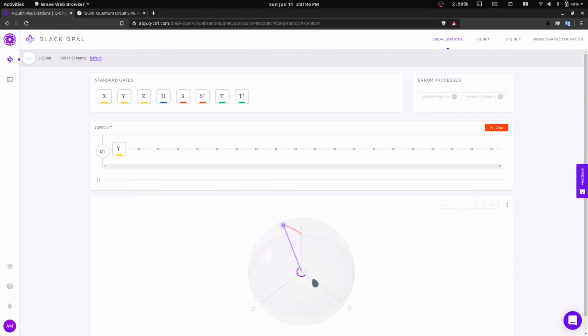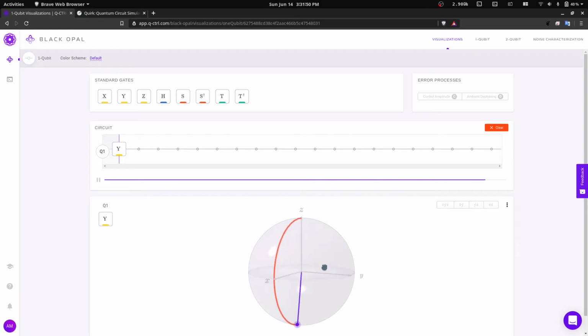So now I use the y gate. Okay, so you notice here that now our axis of shift is the y-axis. The whole qubit shifted. It gave the same result. It still went from 0 to 1, but the axis of rotation here was y.